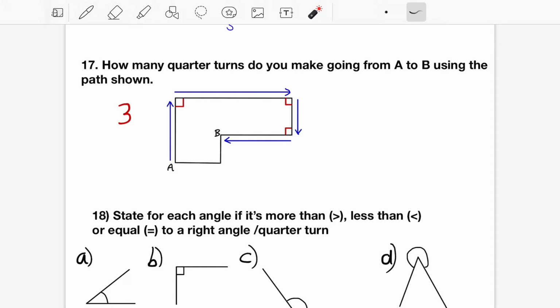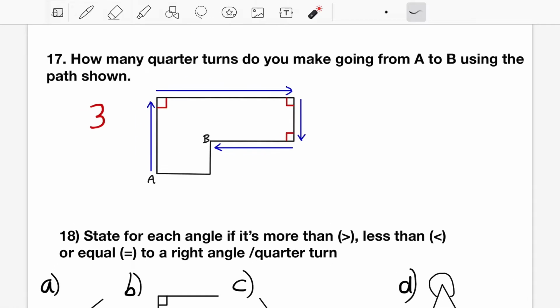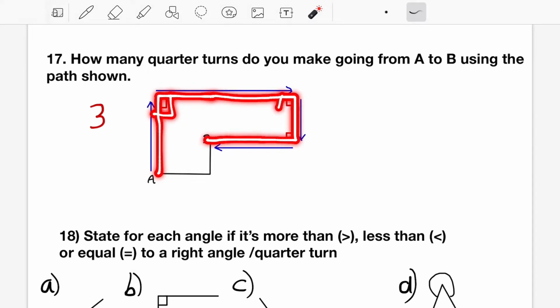17. How many quarter turns do you make going from A to B using the path shown? And of course the direction that is shown from A to B. So this is 1 quarter turn. So we're not using this corner here as a quarter turn because we didn't go around this side. So 1, 2, 3.